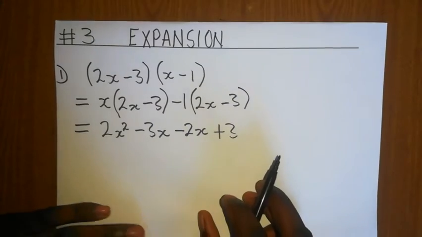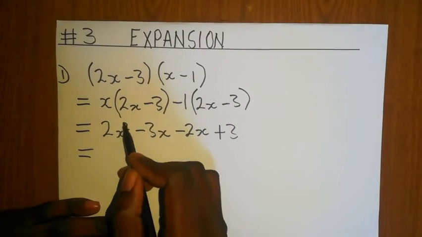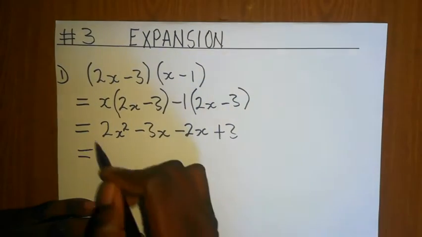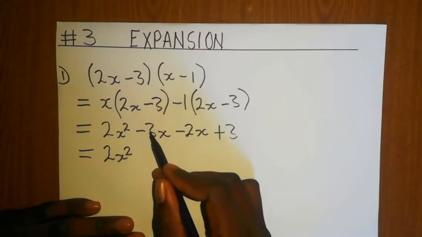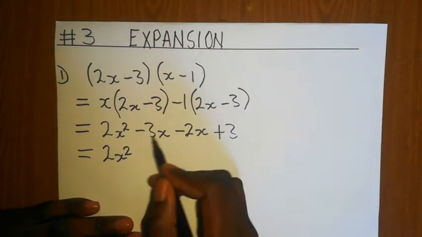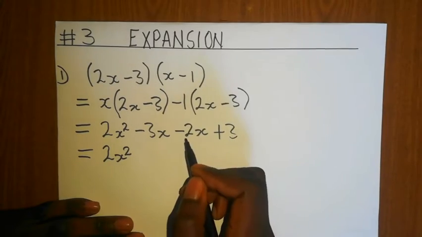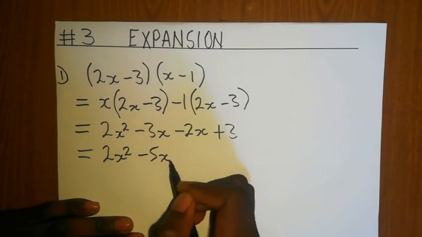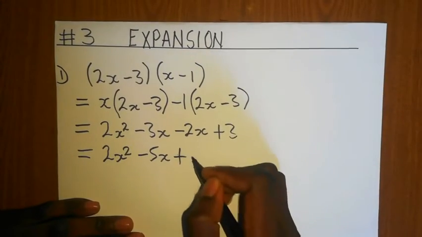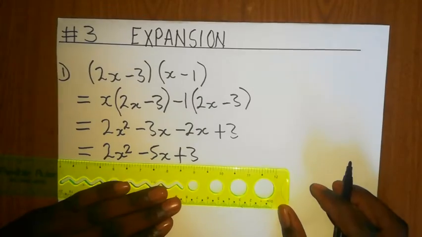From this stage, my final answer is equal to, this one is an unlike term, so I'm going to put it down as it is, 2x squared. But these two are like terms, negative 3 and negative 2, so that's minus 2 minus 3, which is equal to minus 5x. Then that one is my positive 3. That's my answer. So I'm going to underline my first answer.